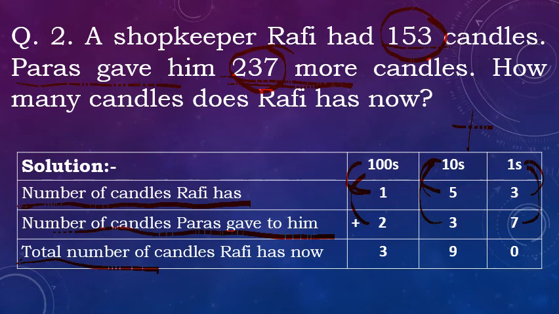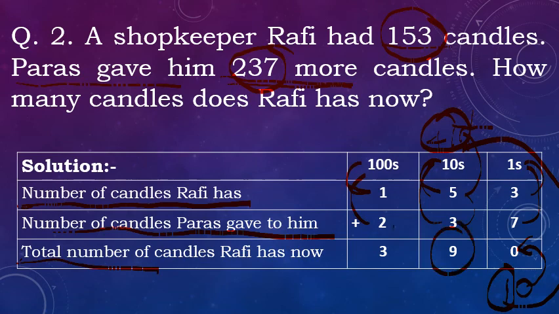Again we need to add. So 7 plus 3: 7, 8, 9, 10. So the answer comes 10. Now what will you do? Since 0 is in ones place, we will place 0 here. But this 1 is in tens place, so we will add it here. When we add these numbers, 5 plus 3 is 8, plus 1 is 9. So this is 9. Again 2 plus 1 is 3. Understood?